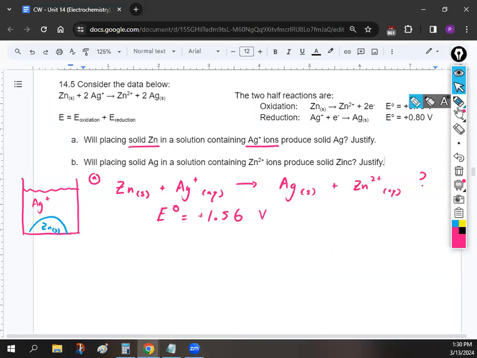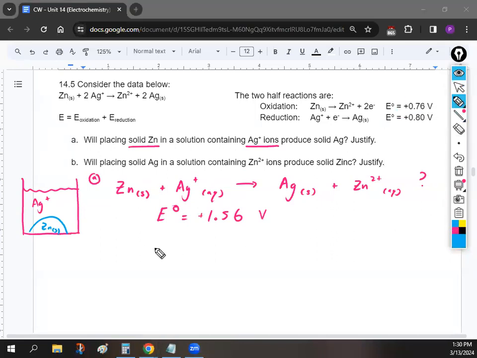Okay, so that's part A. Before we figure out which reaction to do, let's look at part B. Now, for part B, what are the two reactants that they are proposing here?